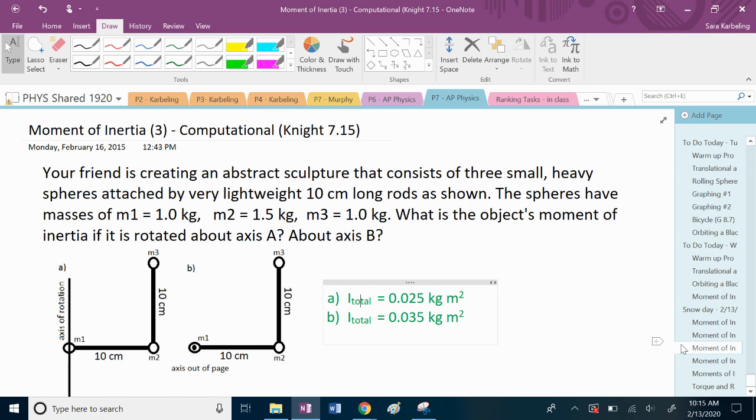Okay, so hopefully you've paused it, you've worked on the problem. The answers are here for you to check. Again, it's all about finding the sum of the moments of inertia. The game here is that you've got the same object, right? But we're changing the axis of rotation.